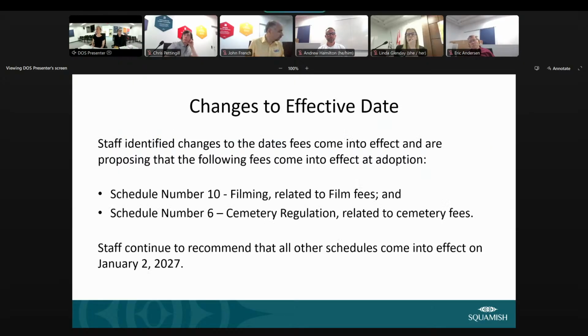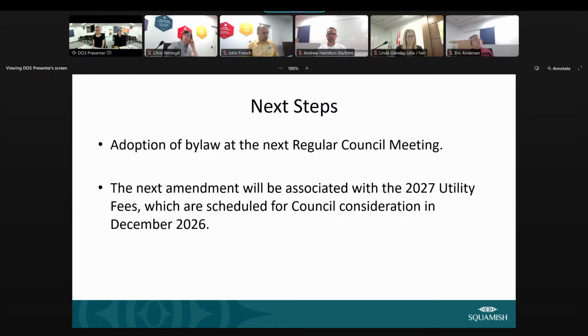Staff are also recommending a slight change to the effective date of the bylaw. There are two schedules, Schedule 10 and Schedule 6, that staff are recommending could come into effect at adoption. And all other schedules staff are recommending come into effect January 2nd, 2027 to ensure that the community has adequate time and adequate notice.